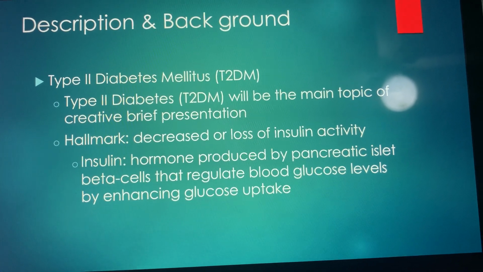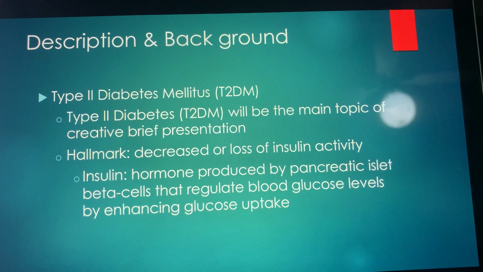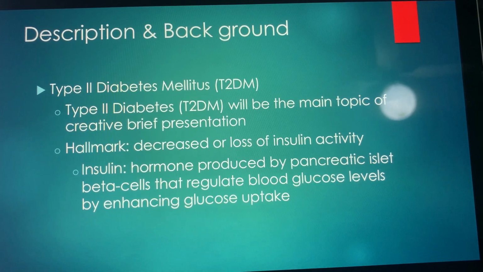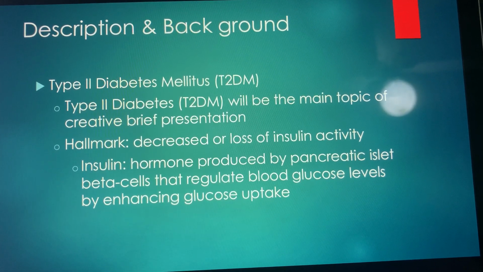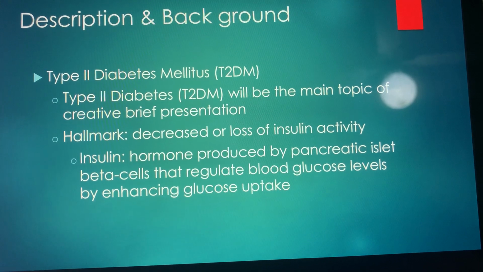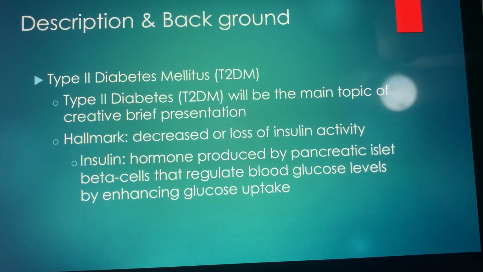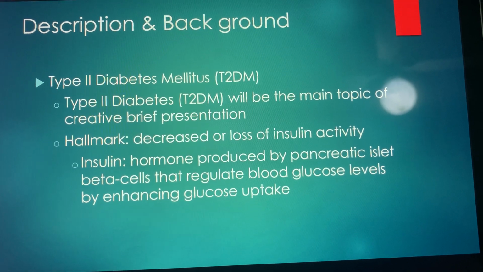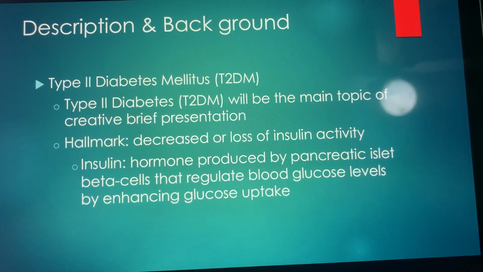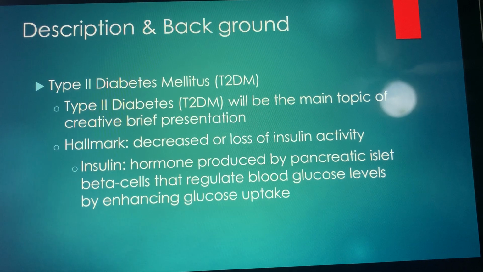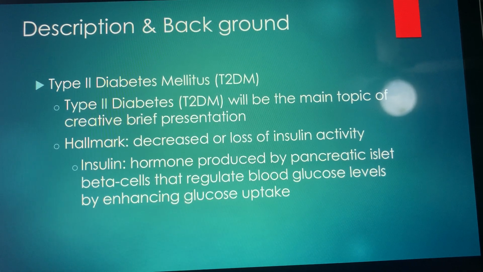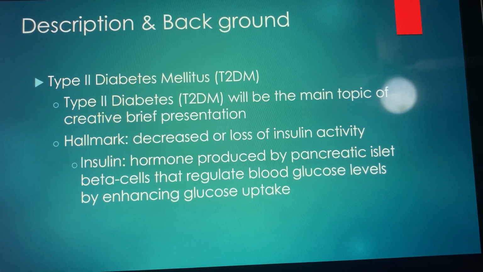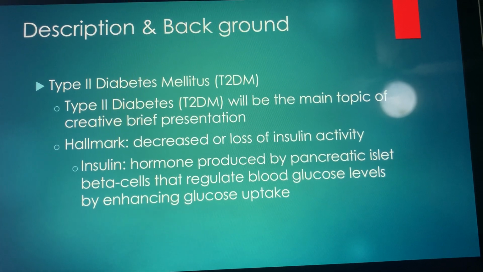A hallmark of type 2 diabetes is the decreased or loss of insulin activity. Insulin is a hormone produced by pancreatic islet beta cells that regulate blood glucose levels by enhancing glucose uptake into the cells. Thus, with the decreased or loss of insulin activity, the cells cannot uptake glucose from the blood, thereby the glucose accumulates and stays inside the bloodstream, resulting in high blood sugar.